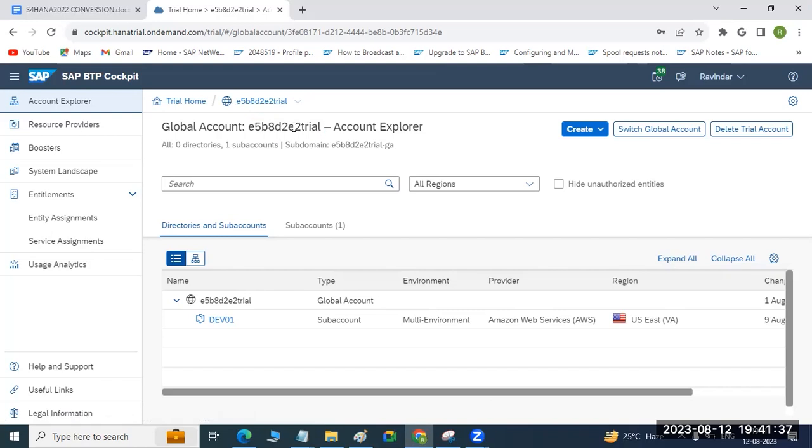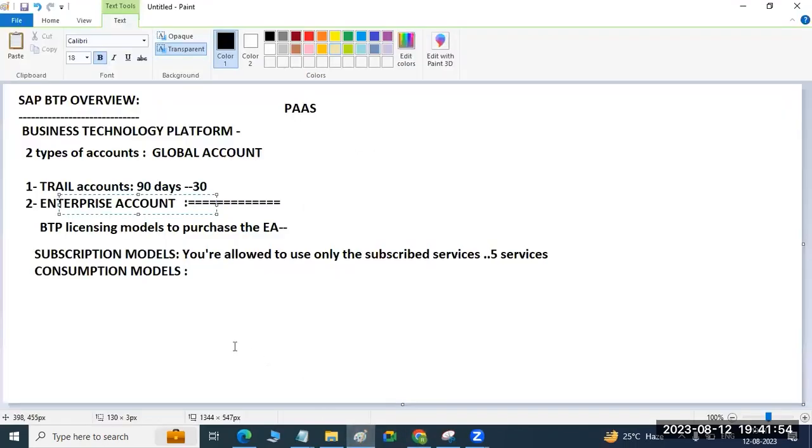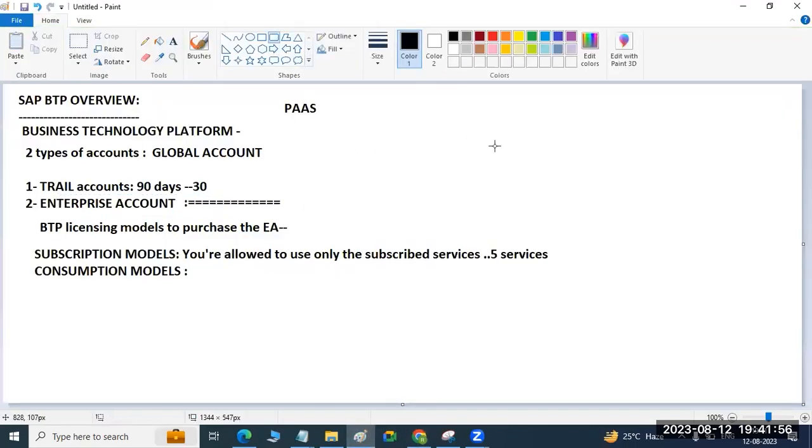The global account comes with some naming conventions, either trial or enterprise. If it is an enterprise account, it will come with an enterprise naming convention. If it is a trial account, you will get a trial naming. Under this, you will get the global account here. So if I talk about the account structure, this is the account model. This is the global account here, right?